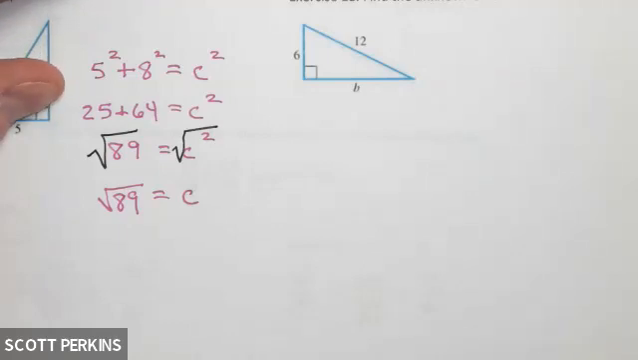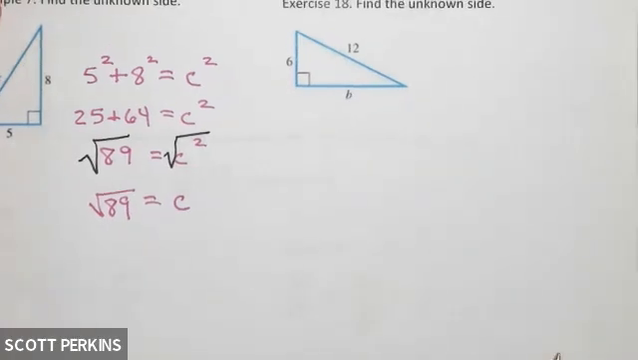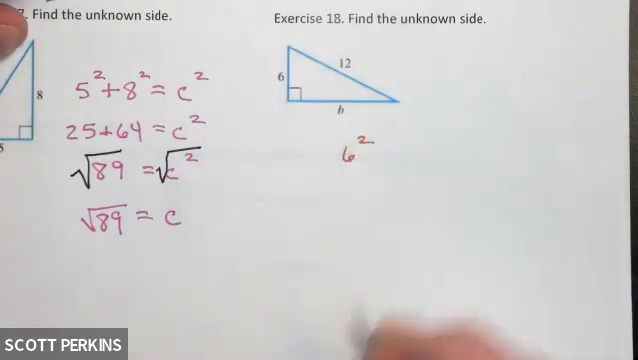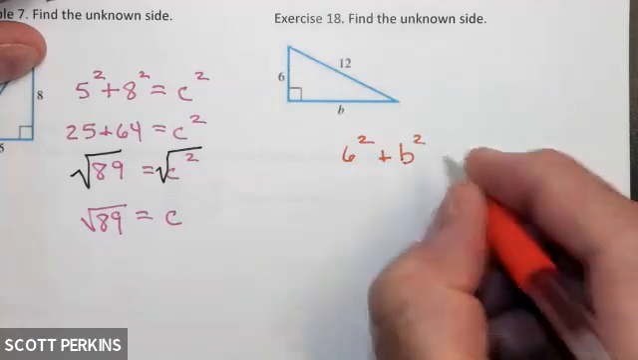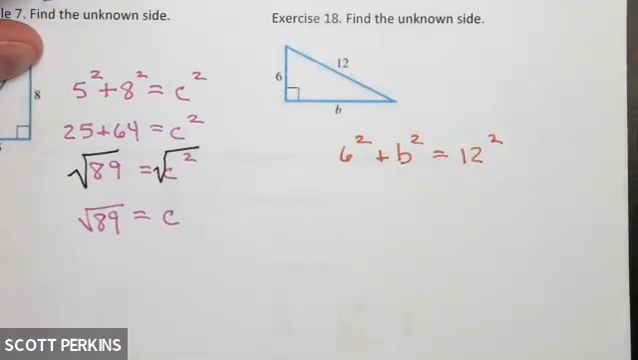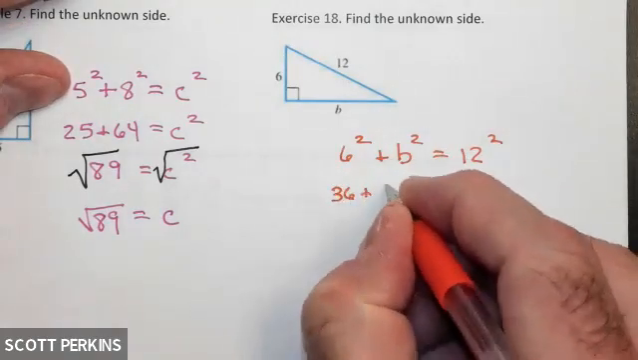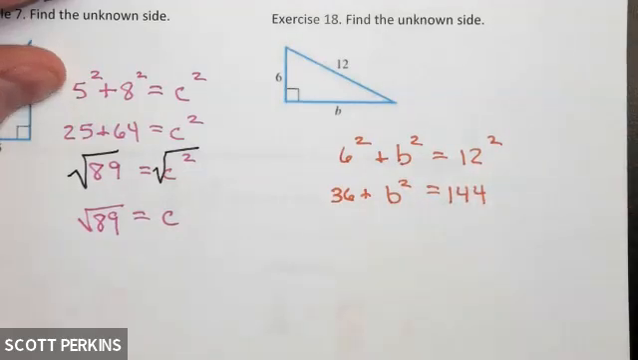All right, so here we go. Remember the legs, I square them, equal to the hypotenuse squared. So this one, if you noticed, I gave you slightly different information. So we've got the first leg is 6, I'll square that. The second leg is b, I will square that. And then the hypotenuse is 12, I will square that. Doing my arithmetic, 6 squared is 36, plus b squared, 12 squared is 144.